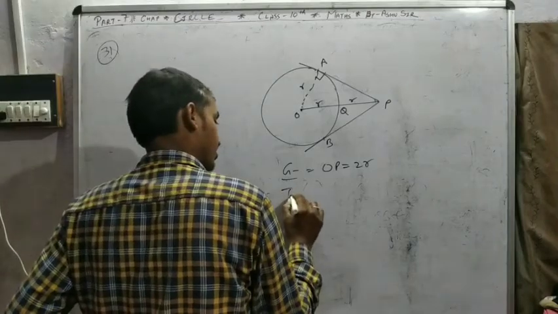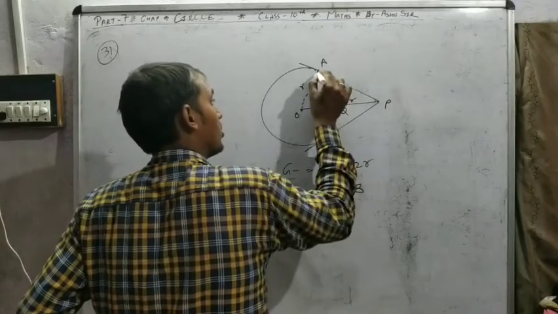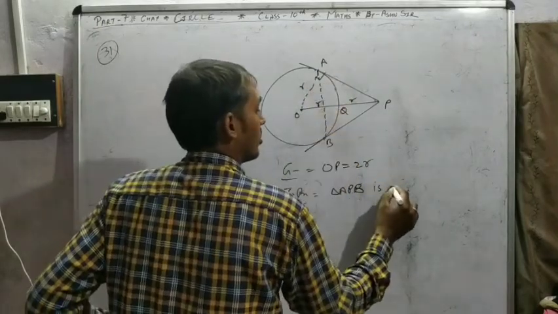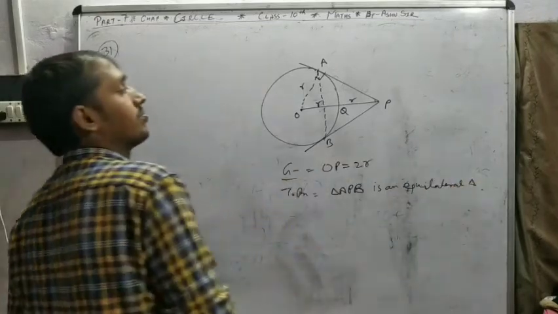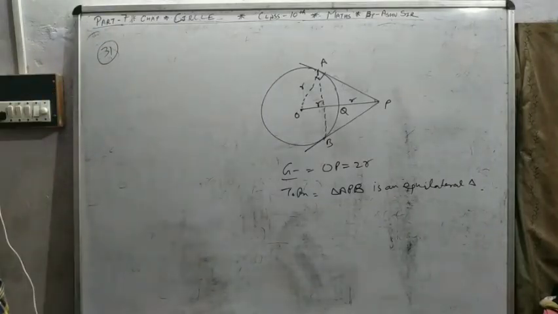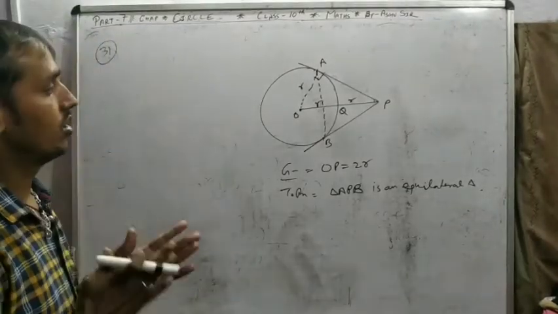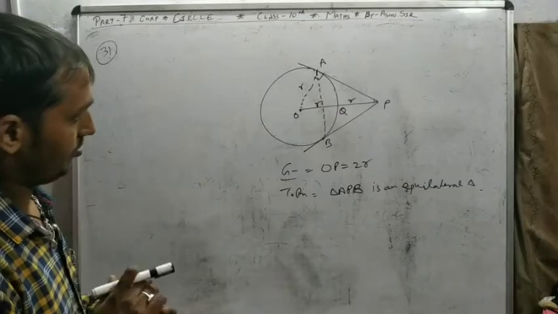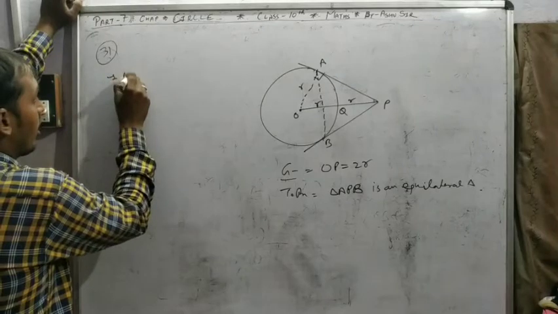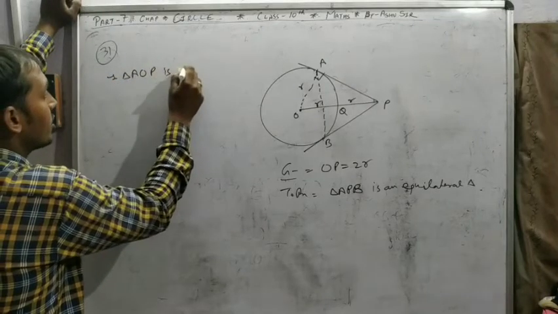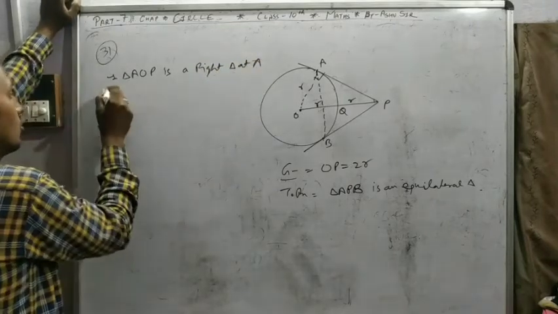So prove that triangle APB is an equilateral triangle. Let's see. Very good concept we have to use here. If I say, let's see, triangle AOP is a right triangle at A.